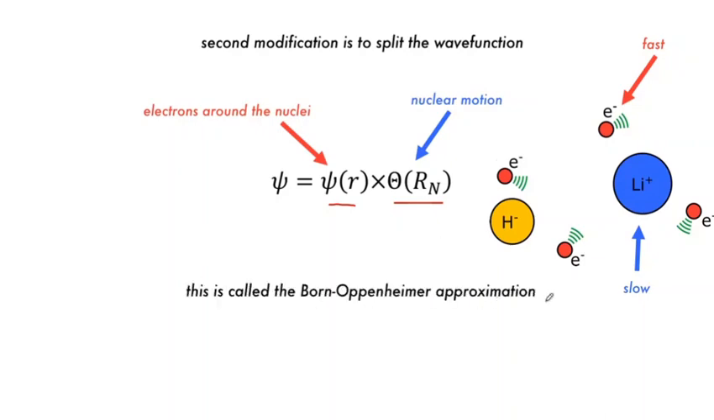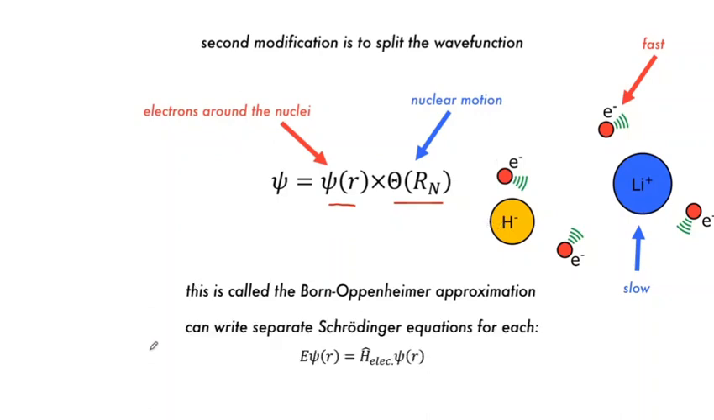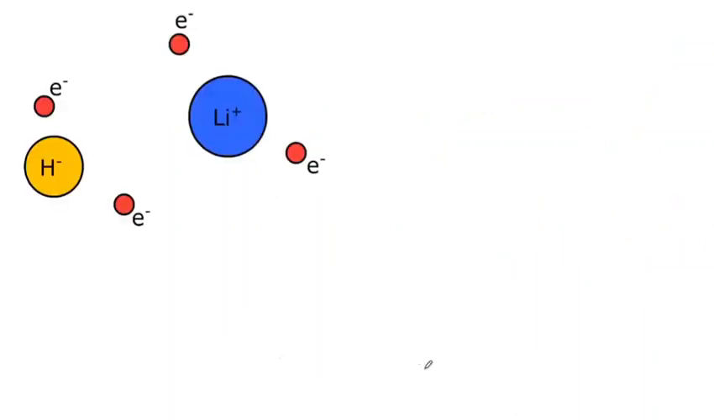So this is called the Born-Oppenheimer approximation. It is the name for this splitting of the wave function. And so then we can write the Schrodinger equations for each particle, for each electron in this case, where the wave function for the R, which is each one of these electrons, is equal to the Hamiltonian for the electrons times the wave function for each individual electron. So you'd have R1, R2, R3, and so on.